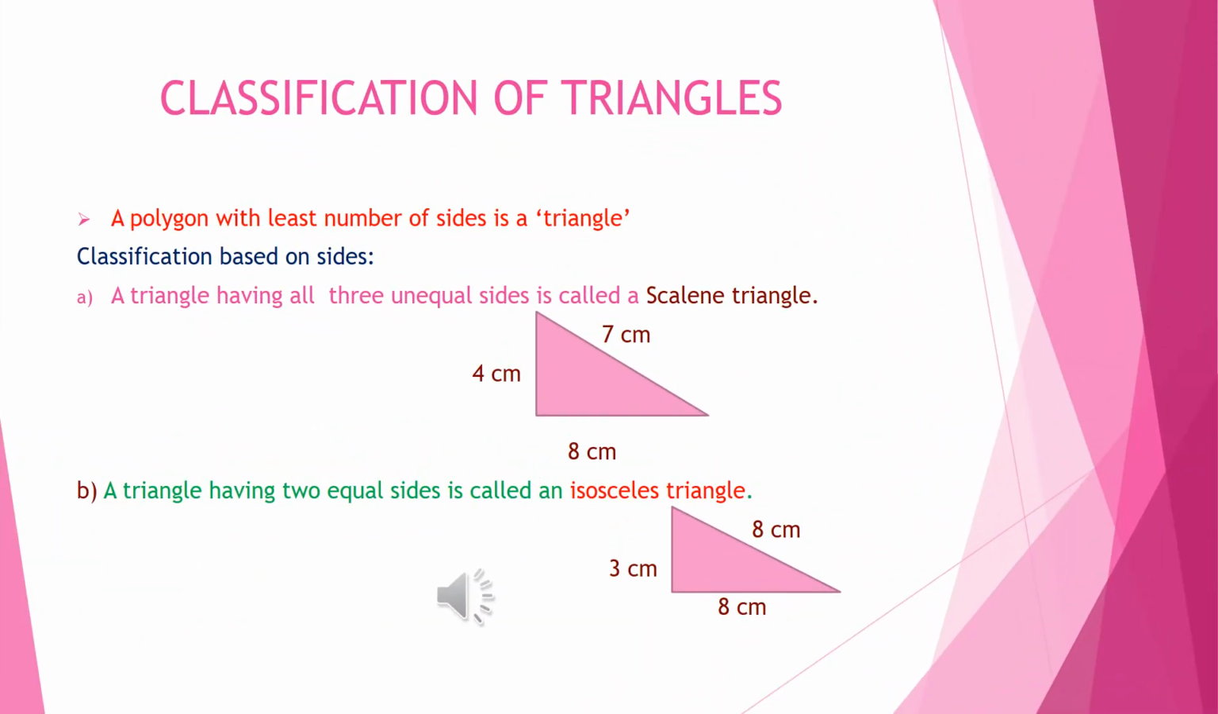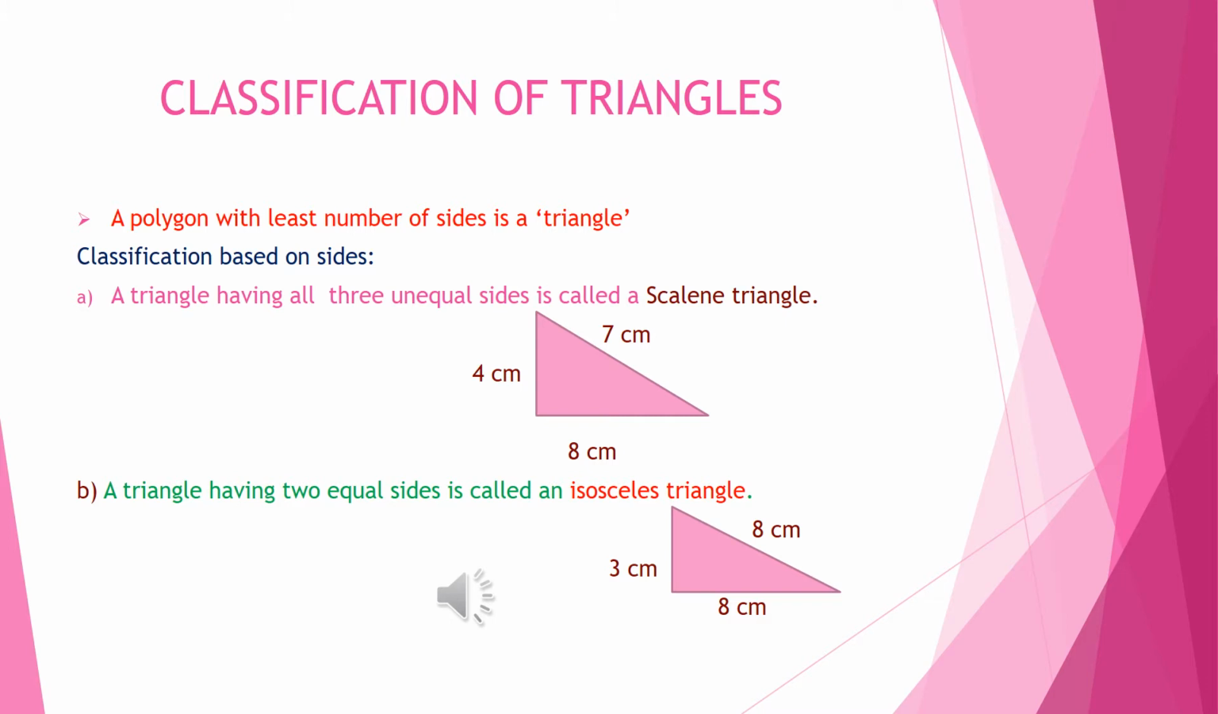Dear children, let us see classification of triangles. We all know what is a triangle. A polygon with the least number of sides is a triangle. So in a triangle, there are three sides. So let us see how these triangles are classified. Now the classification is based on sides. Let us see how triangles are classified based on sides.